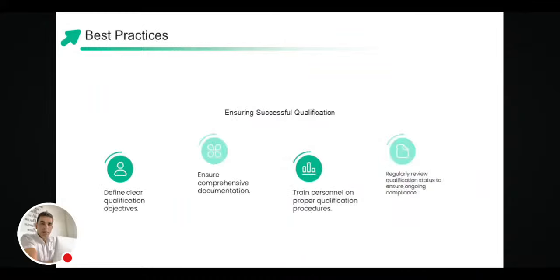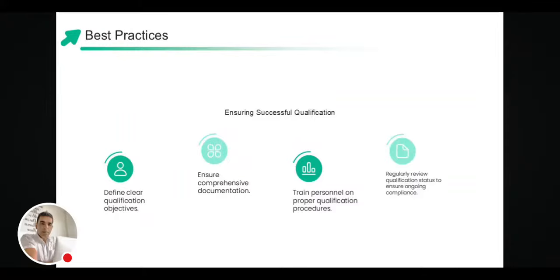To ensure a successful and compliant equipment qualification process, it's important to follow a set of well-established best practices. These practices not only enhance efficiency but also reduce the risk of errors and non-compliance. Defining clear objectives: establish specific and measurable goals for the qualification process. Clearly outline what needs to be achieved, why it's important, and the expected outcomes. This keeps all activities aligned, focused, and purpose-driven. Ensuring complete documentation: follow the ALCOA Plus principles to maintain thorough, accurate, legible, and traceable records. Complete and compliant documentation is essential for audit readiness, accountability, and maintaining data integrity.